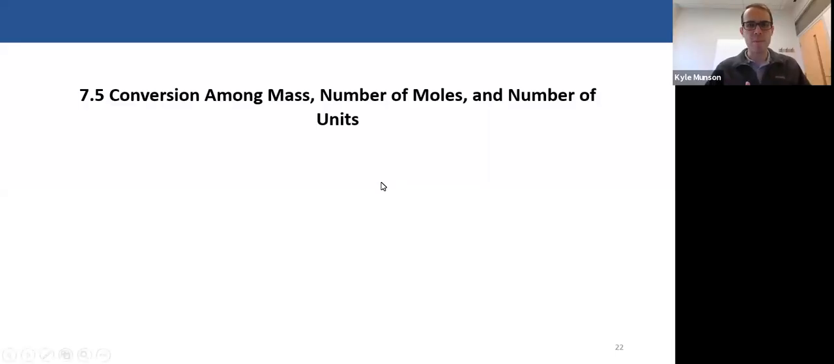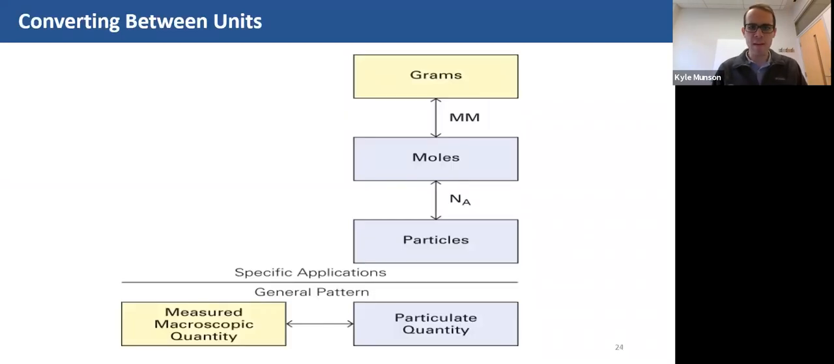So in this section, we're going to be talking about converting between mass and moles and number of molecules and atoms, and kind of bringing all of those concepts together. So here's kind of how we're going to convert between these units. If you want to convert between grams and moles, what you're going to use is the molar mass, which we talked about in the previous video.